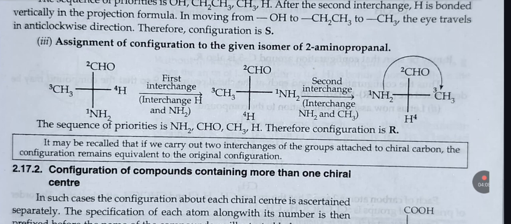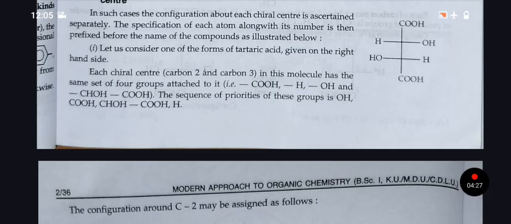Configuration of compounds containing more than one chiral atom. In such cases, the configuration about each chiral center is ascertained separately. The specification of each atom along with its number is then prefixed before the name of the compound, as illustrated below. Let us consider one of the forms of tartaric acid given on the right hand side. Each chiral center, carbon 2 and 3, in this molecule has the same set of four groups attached to it, that is COOH, H, OH and CHOH.